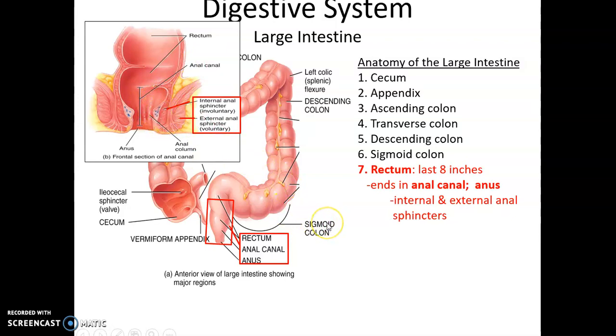The internal anal sphincter is made up of smooth muscle tissue and is involuntarily controlled. The external anal sphincter is composed of skeletal muscle tissue and is voluntarily controlled.